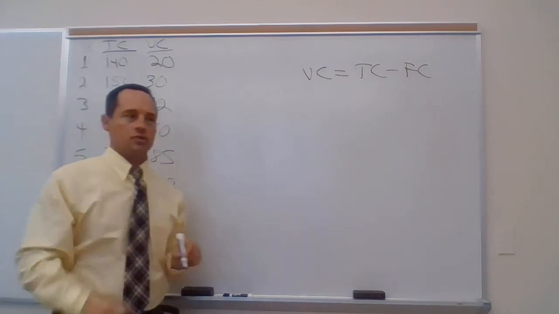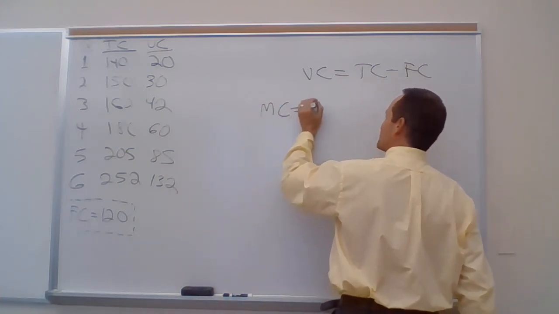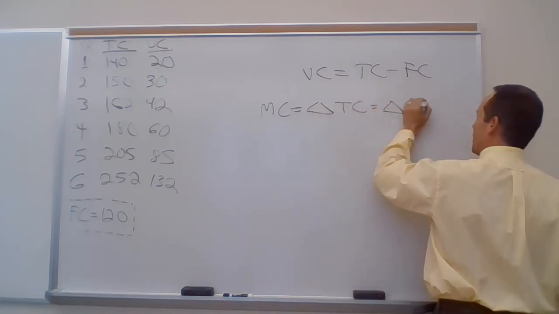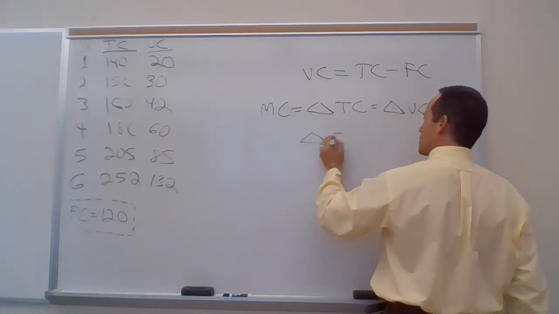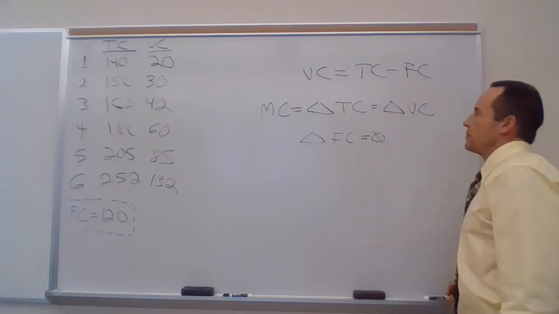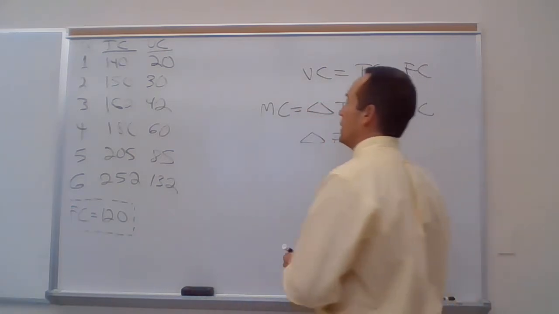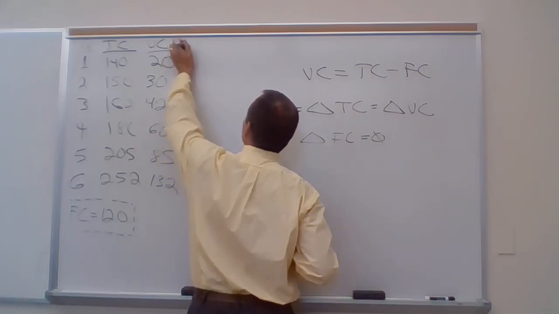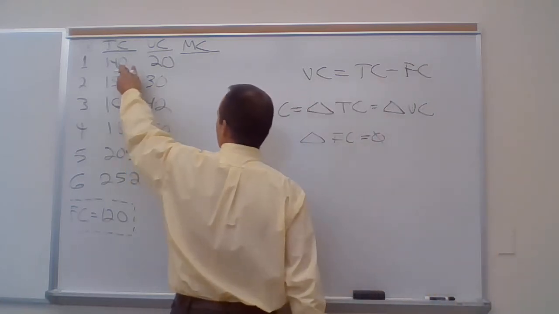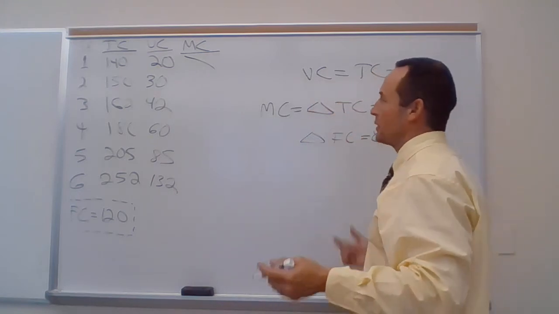Now we are to find marginal cost. Marginal cost equals delta total cost, which also equals delta variable cost, because delta fixed cost always equals 0. So, what does that mean? If you look at how these two columns change, they change in the same way. First let me give you this. I'm going to skip marginal cost at 1. Some economists say it's 140, others say it's 20. So we'll just skip that. We could probably identify a minimum, but I won't even do that.